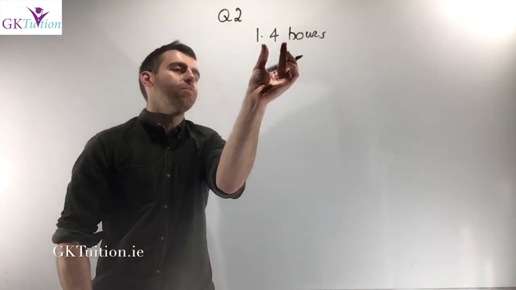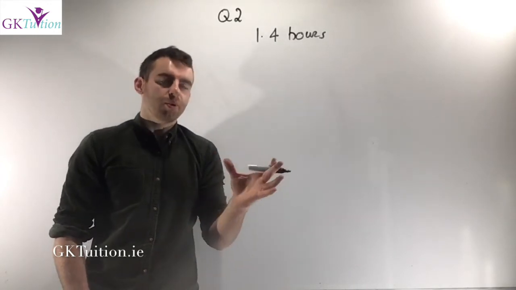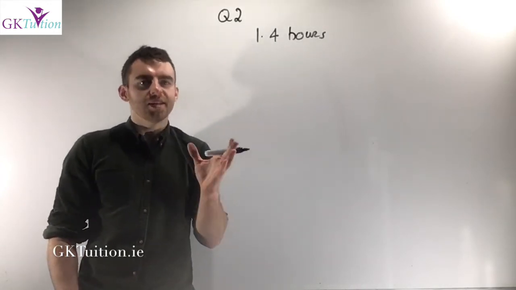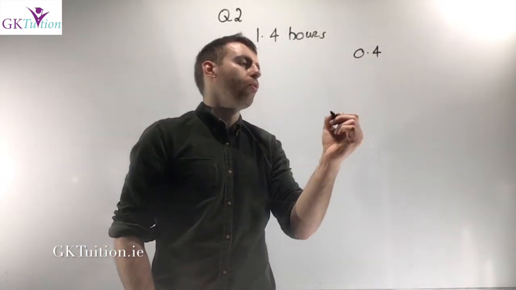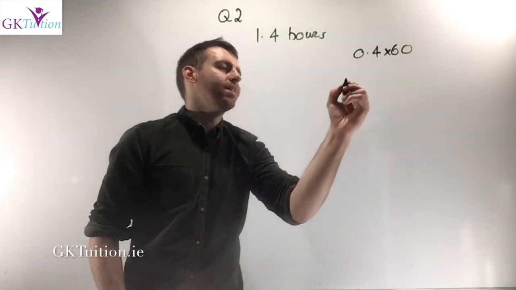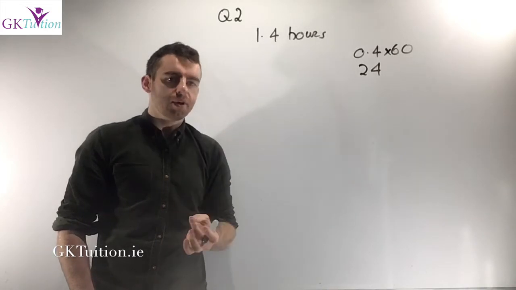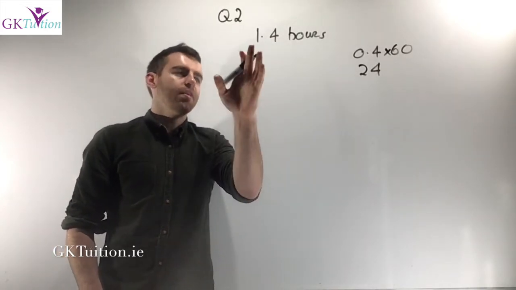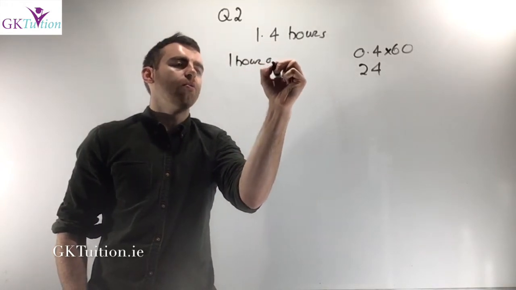This time we're going to take the 0.4, the decimal, and we're going to multiply it by 60. So in question 1 we were dividing by 60, now we're just doing the opposite. We're going to take the decimal, the 0.4, and we're going to multiply it by 60. 0.4 multiplied by 60 is 24. That tells me that 0.4 of an hour is 24 minutes. And that tells me that 1.4 hours is in fact 1 hour and 24 minutes.